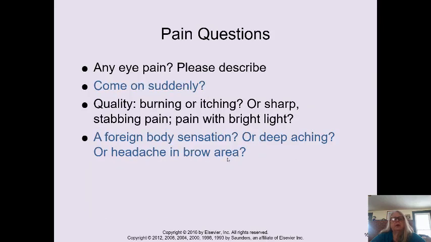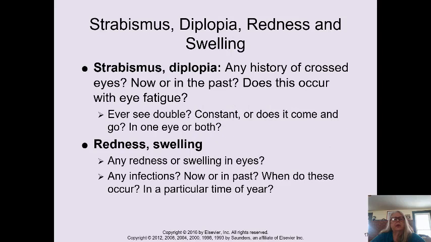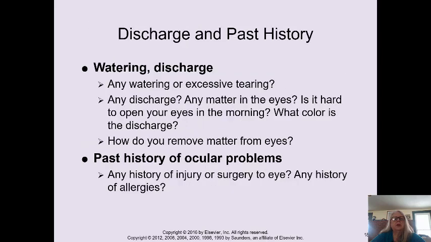And of course, we're always asking about pain or tenderness, redness or swelling, any history of difficulty.